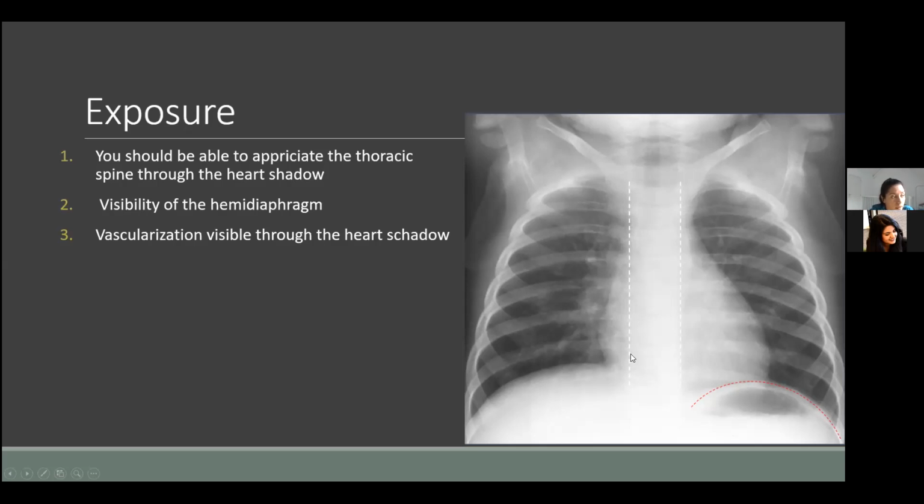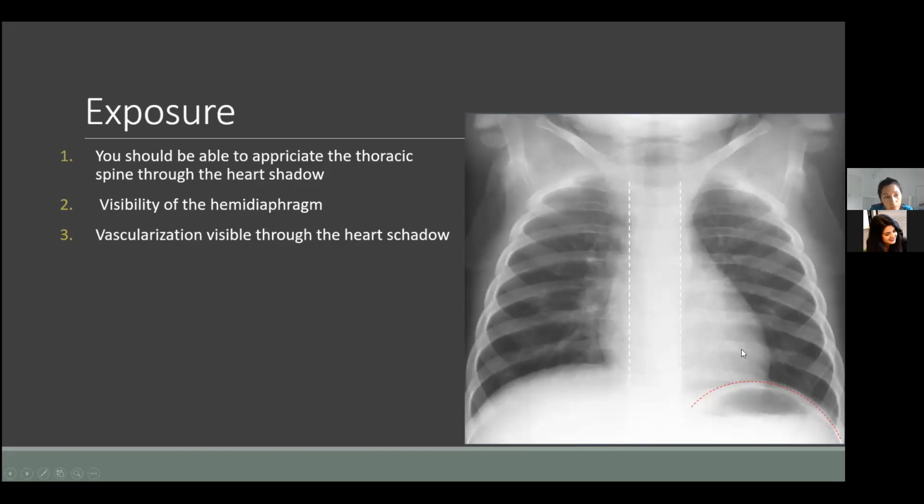You have to be able to see the diaphragm. The delineation between the diaphragm and the lung area should be sharp. Also on the other side, as you can see here, a sharp delineation between the lung area and the upper abdomen. And you have to be able to see vascularization through the heart shadow. As you can see here, small lines which are the vascularizations in the lung. You have to be able to see those in under or overexposed pictures.